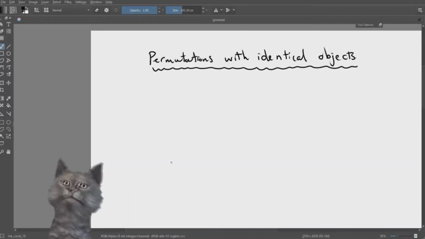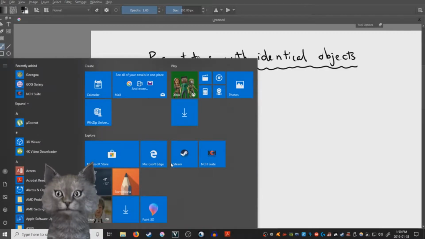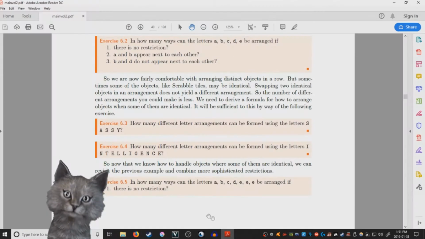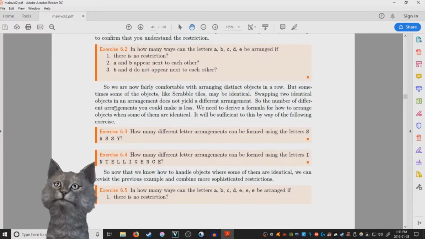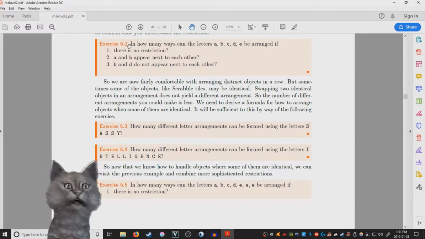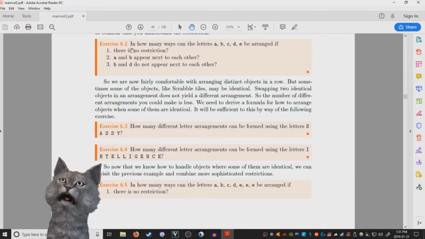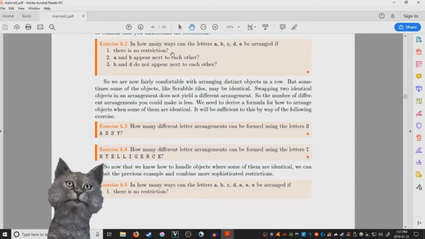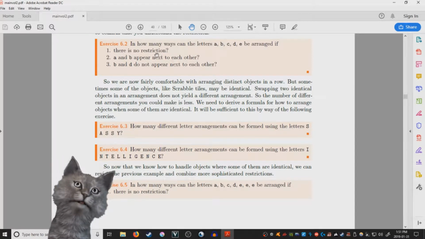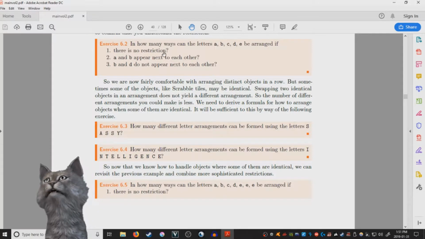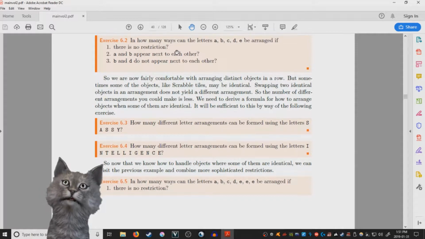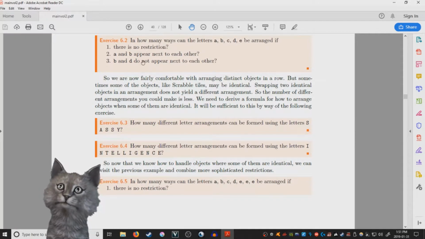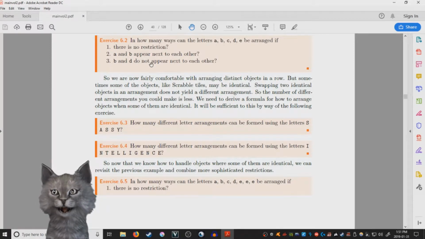So, let me go here to a question. We want to be able to do this, 6.2, where we have different letters that we want to arrange, and there may be some restrictions or maybe no restriction whatsoever. So this video assumes that you're able to do all of this and we are ready to continue.